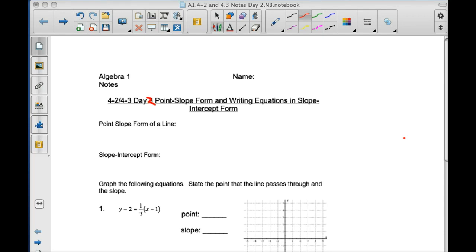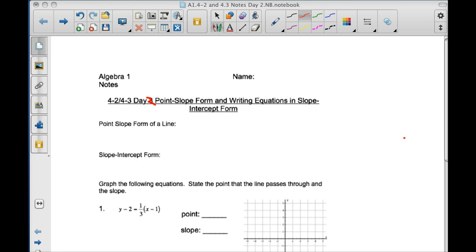All right. Hey, 4.2-4.3, day 2. Okay? We're going to talk about point slope form and then change it into slope intercept form. Okay? There's a method to our madness. Yesterday, we just showed you point slope form. Now we're going to take the next step, and this is real important.